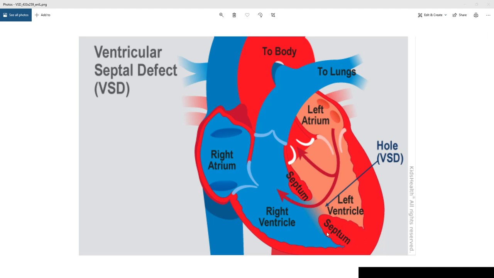Most VSD is congenital, and the patient may have a murmur in physical examination, and it can be detected by echocardiography.